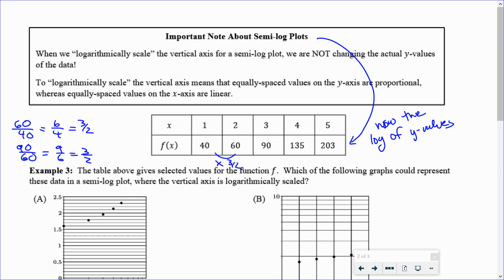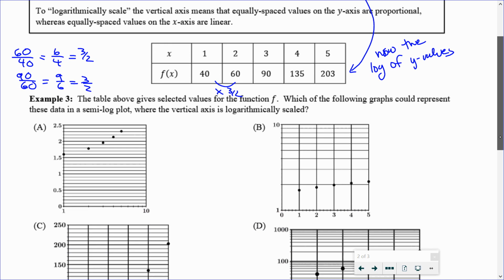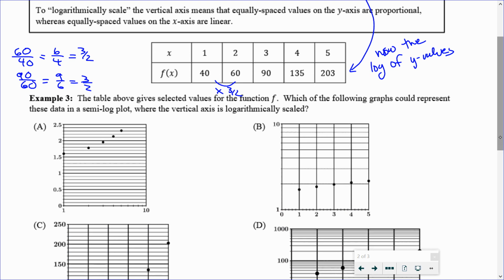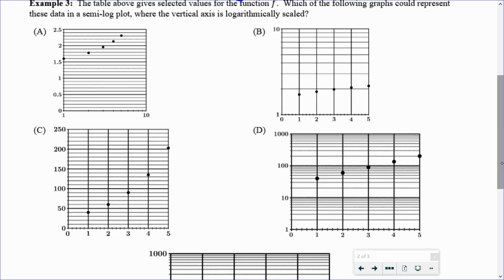All right, so let's look at these things right here. This table above gives us exponential data. If I graph this on a semi-log plot, I should see a line. So can you look at those four and tell me which ones? They're not even lines, it's so wrong.